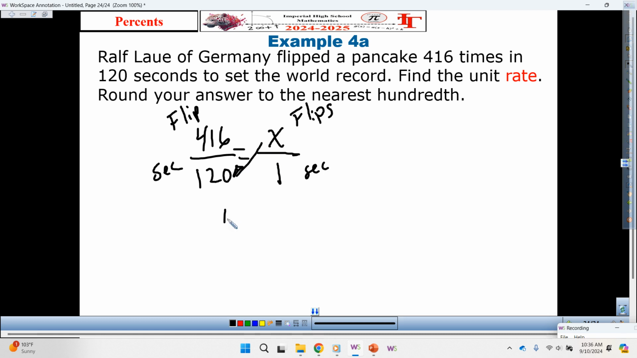What is x times 120? 120x. 416 times 1 is 416. Calculators, divide by 120. X equals what? I'm waiting for you guys. 416 divided by 120 is 3.46. So this is almost what? 3.5 times flipping a pancake in 1 second.